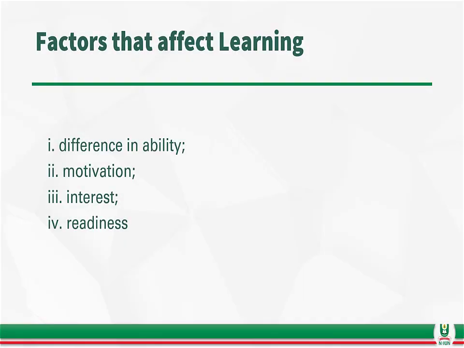There are factors that affect learning. One, difference in ability. Most students don't learn at the same rate. You find out that sometimes we have slow learners, we have fast learners. We have those who, even after teaching, will still not get it, except they read it again and again and again, and they will be able to understand what the topic is all about. So these differences in ability of learning is another factor that affects learning.